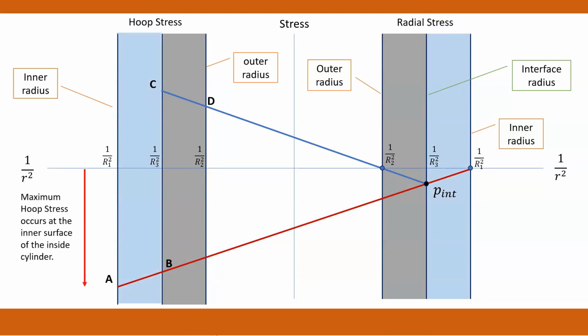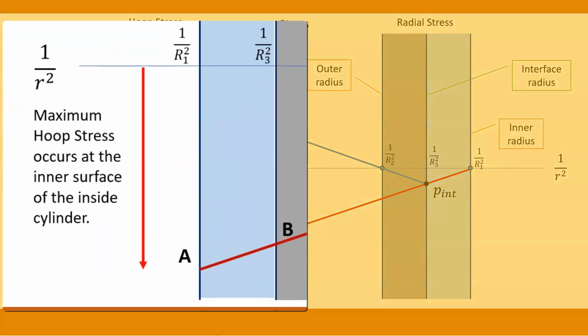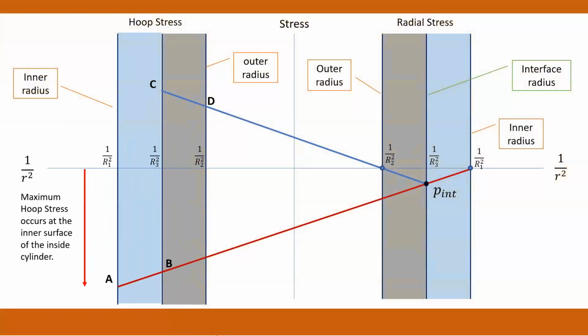In this case, the inner surface of the inside cylinder exhibits the highest compressive hoop stress. As a result, when the pressure is applied to the cylinder, this stress diminishes gradually before the cylinder undergoes tensile stress. This means that the cylinder can withstand higher pressure than that of a single cylinder that is initially not stressed.